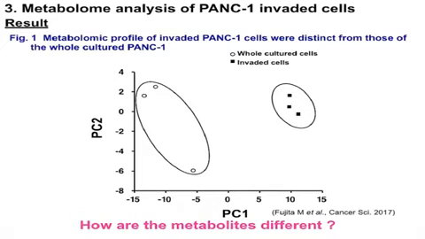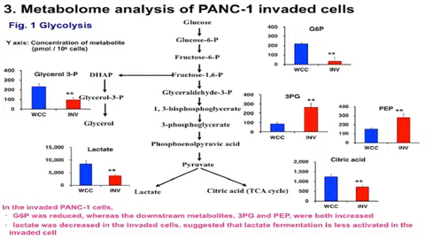The procedure is summarized here. So we first confirmed that there is a distinct invasive population within the whole cultured PANC-1 using the IncuCyte Live-Cell Imaging System. Then we performed the transwell invasion assay with PANC-1 and collected the invaded cells that reached underneath the transwell membrane by treating the cells with Accutase for 30 minutes at room temperature.